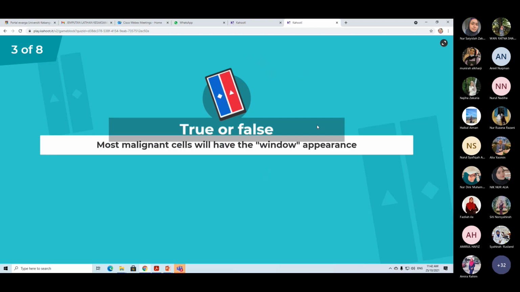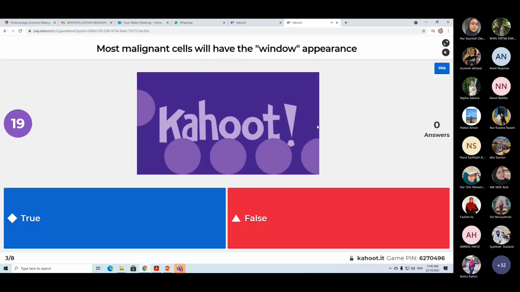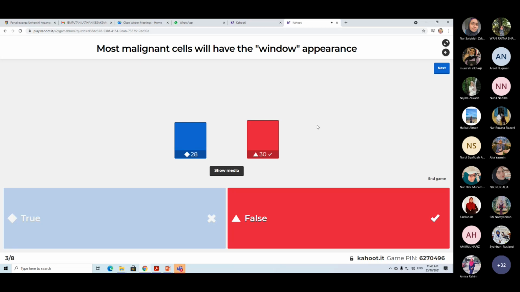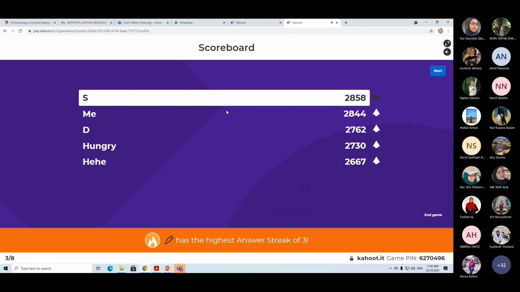True or false? Most malignant cells will have the window appearance. Is it for malignant cells or normal cells? Okay, the answer is false. Most malignant cells will have window appearance, no, the answer is wrong. It's for normal cells. Most normal cells will have window appearance. Well done.